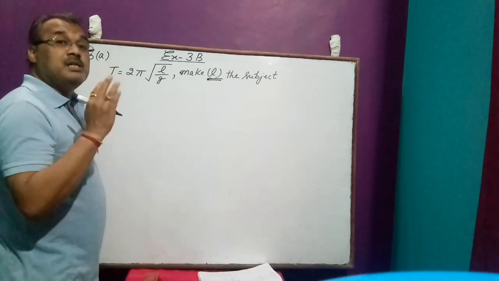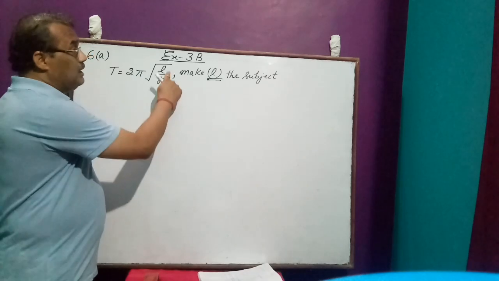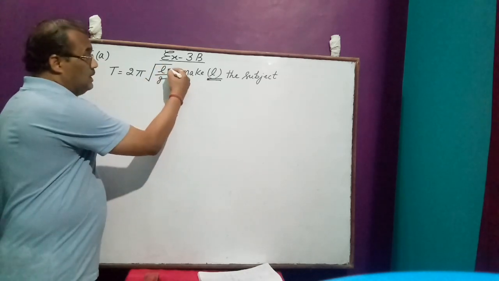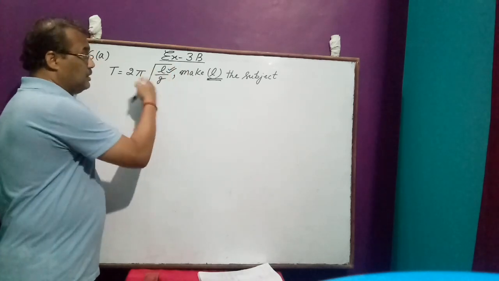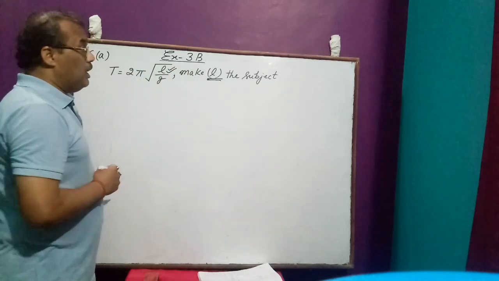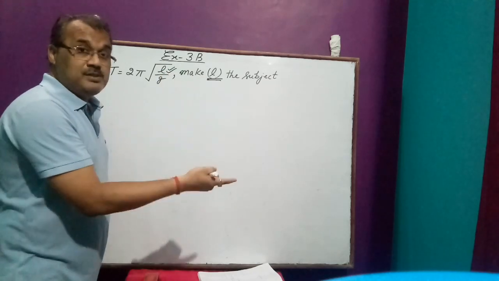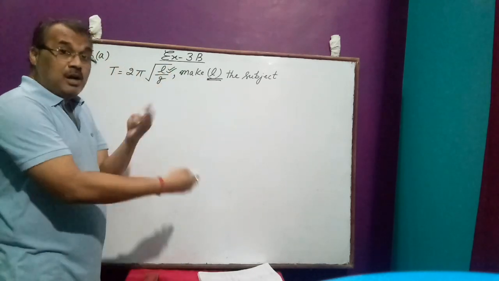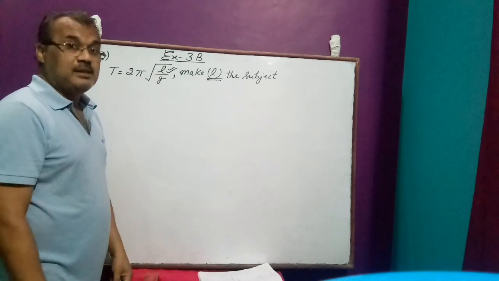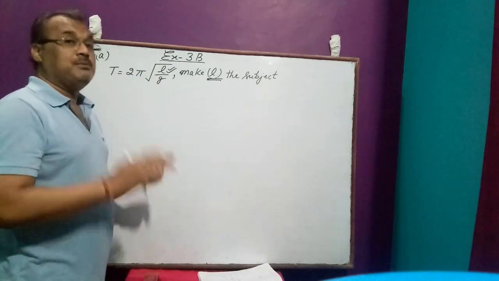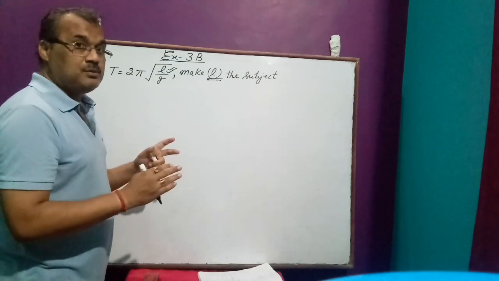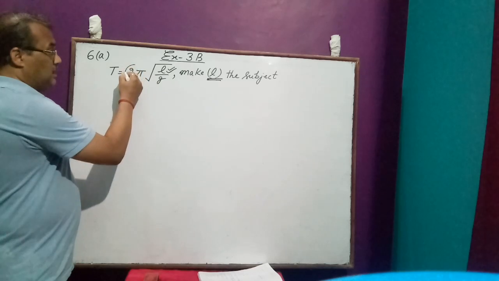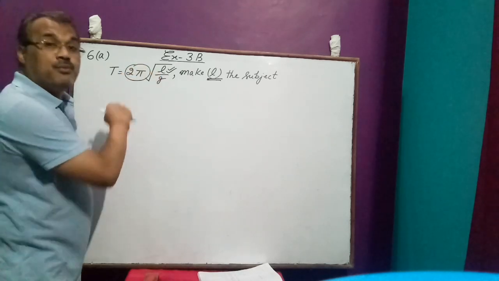And you can see where is L. L lies under the square root sign. And this L we have to make subject. So first we have to take this L out from the square root sign, or anyhow we have to remove the square root sign. Okay, so first step, this 2 pi we will remove from here.